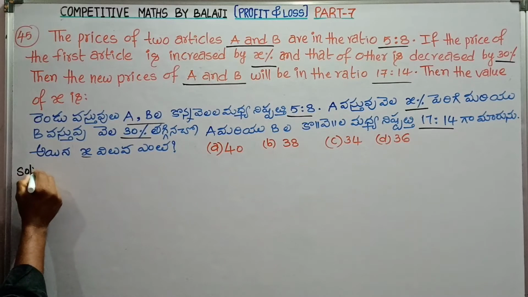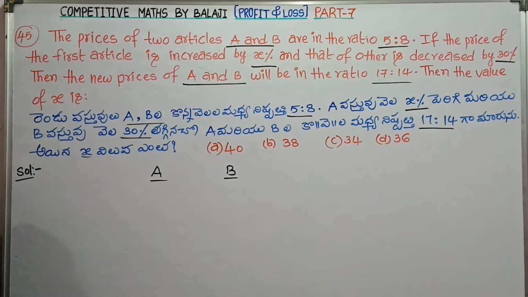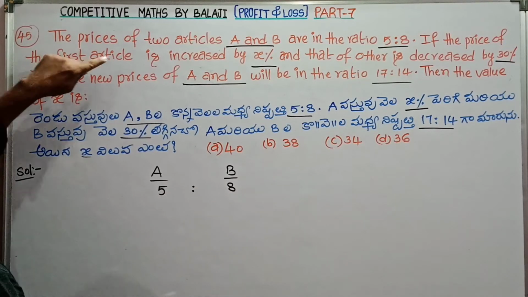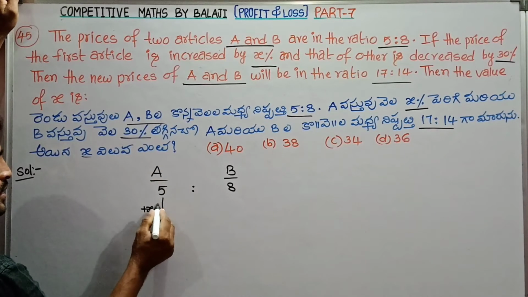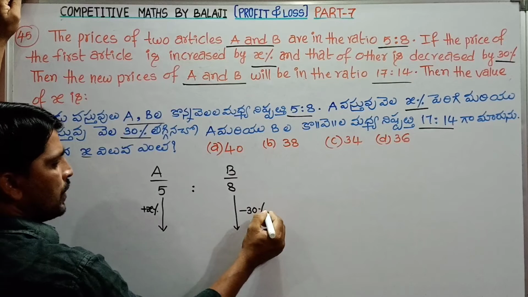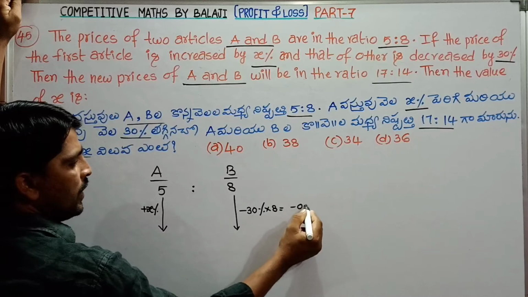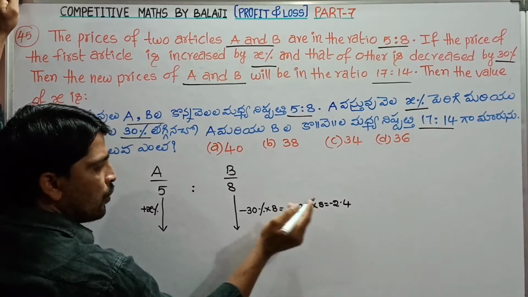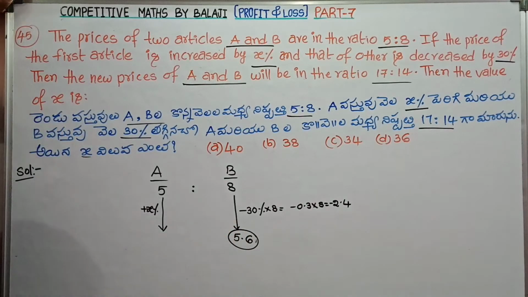Let us see the solution. We have two articles A and B. Their prices CP are in the ratio 5:8. The price of article A is increased by X%, and the price of B is decreased by 30%. 30% means 0.3, and 0.3 times 8 is equal to 2.4 less. When it decreases by 2.4, 8 becomes 5.6. The new price of article B becomes 5.6.